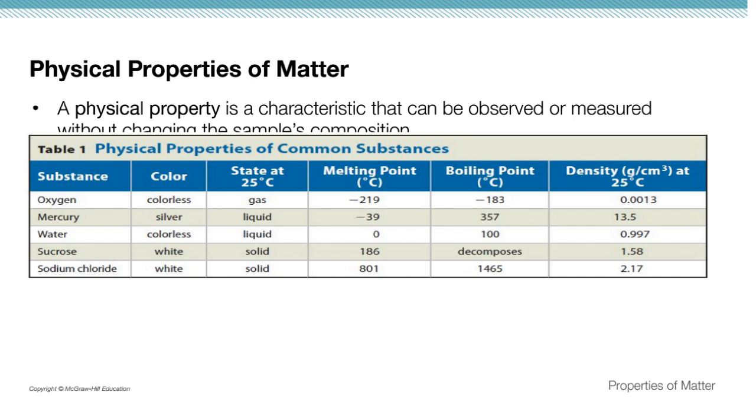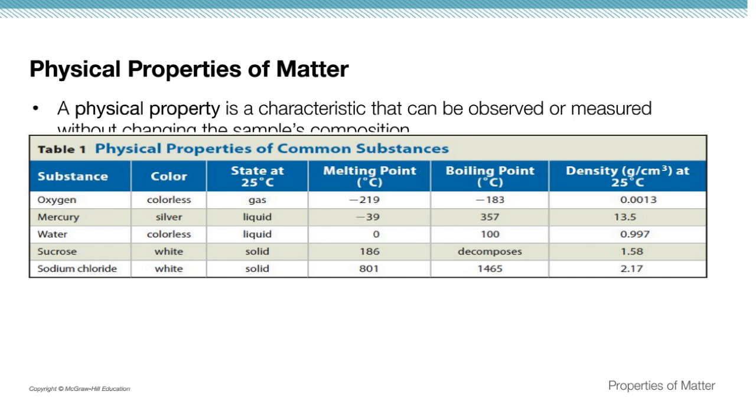If I boil an ice cube and turn it into water, it's still H2O. So I didn't do any chemical reactions. I didn't create anything new. So anything that describes something without changing the composition is a physical property. So here are some examples of physical properties. You don't need to write down this table, but this is just an example table.